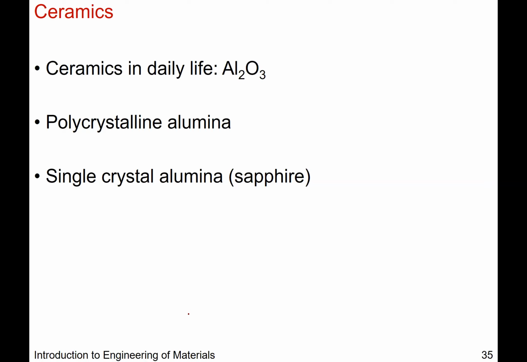We can talk about ceramics in a number of ways. We can talk about ceramics in their powder form, the polycrystalline form. We can talk about ceramics in their single crystalline form, and both, of course, have wide uses. So polycrystalline alumina versus single crystalline alumina, or sapphire.